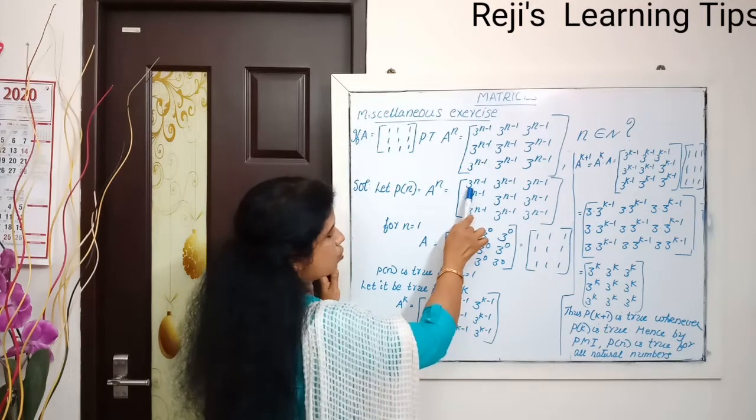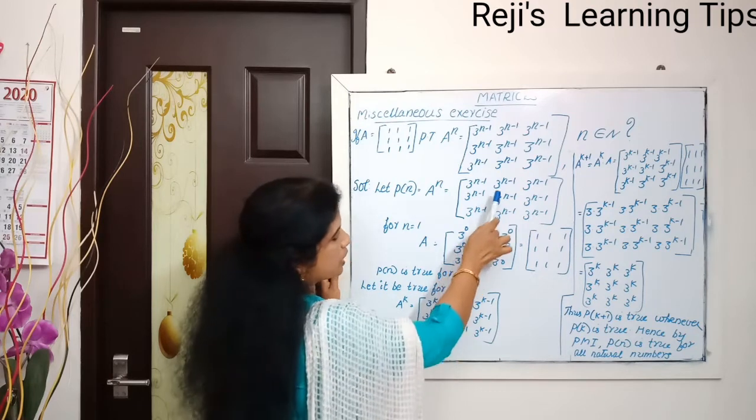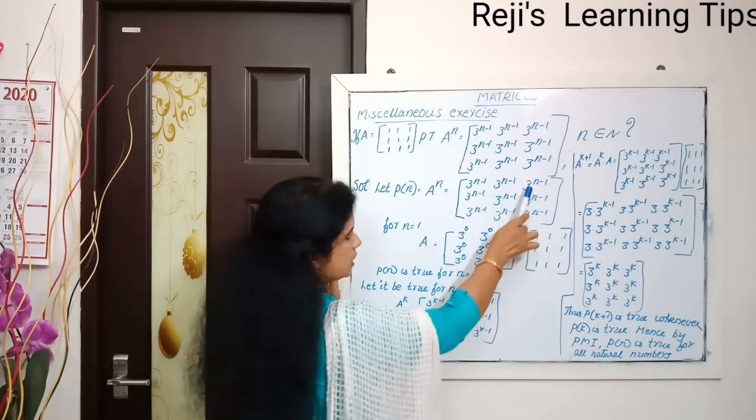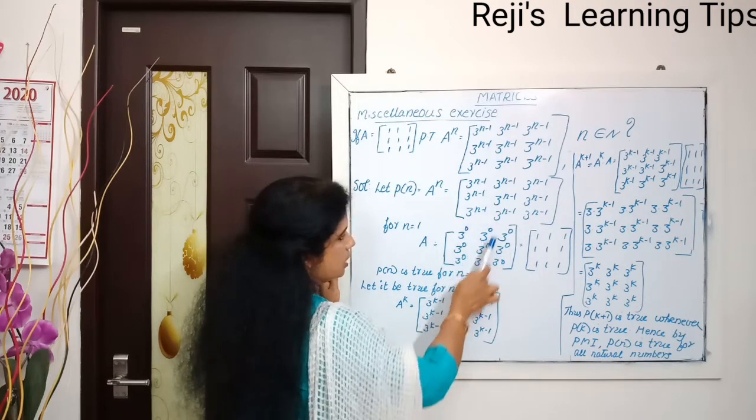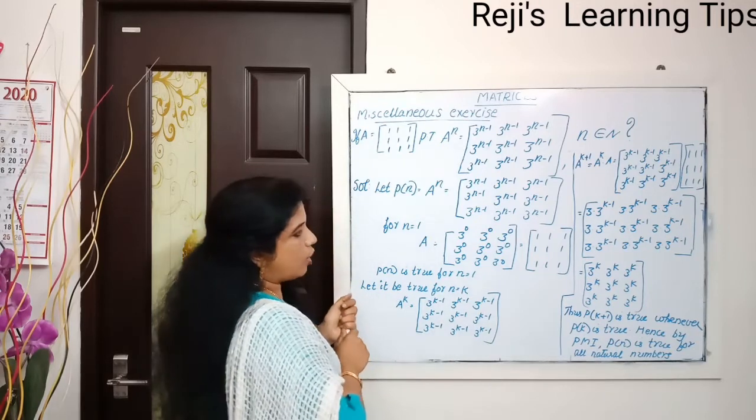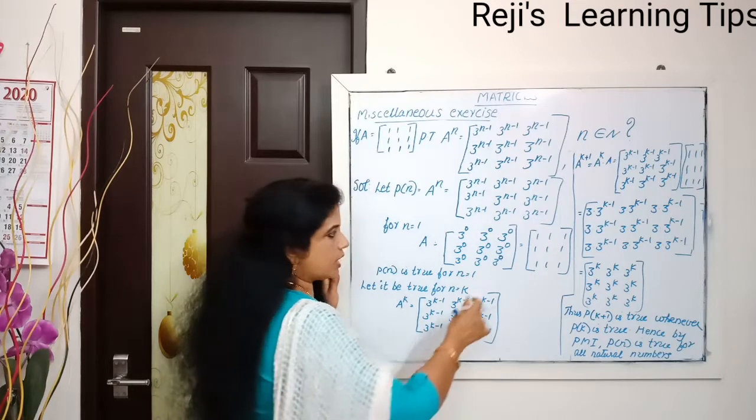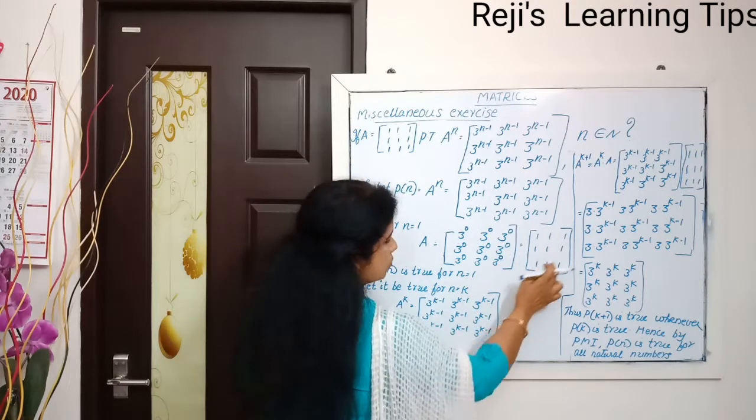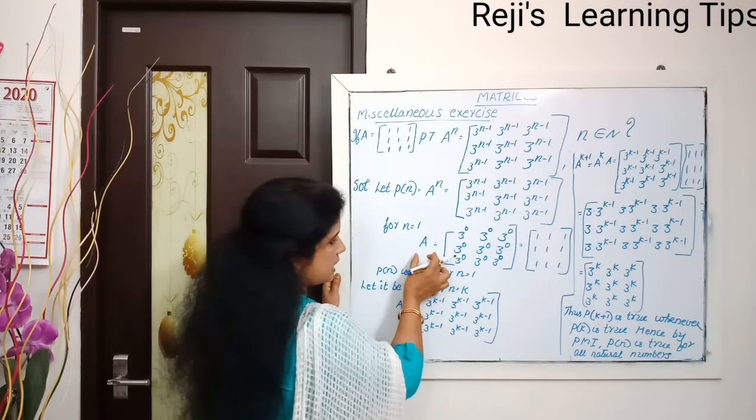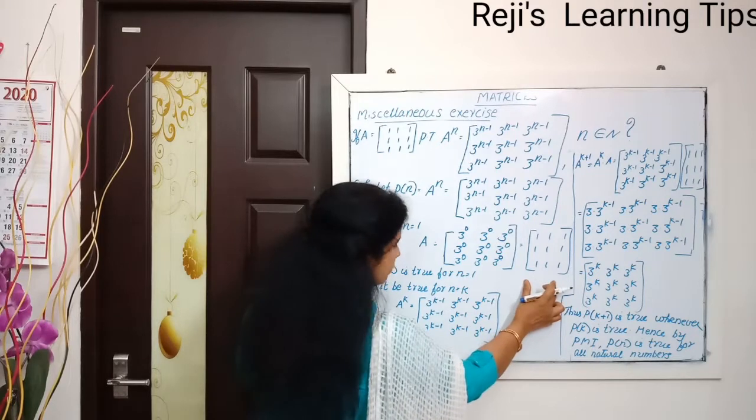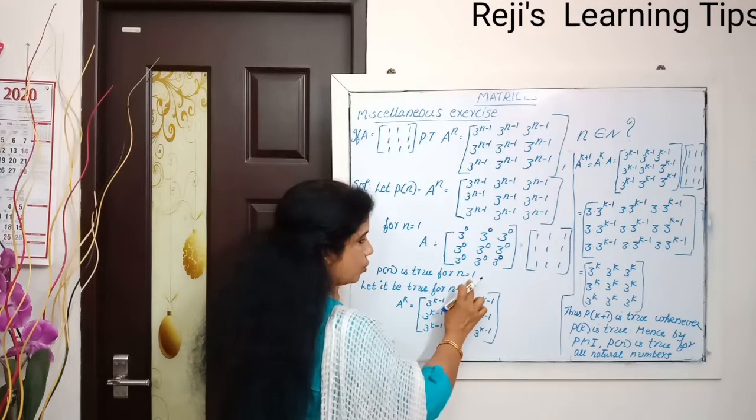Here we have 3 raised to 1 minus 1. 1 minus 1 means that is 0. So 3 raised to 0, and in every entry also we will get 3 raised to 0. 3 raised to 0, that is 1. So we will get the matrix 1 1 1, 1 1 1, 1 1 1. Okay, so in this case the LHS and RHS are same, so we should write P of n is true for n is equal to 1.